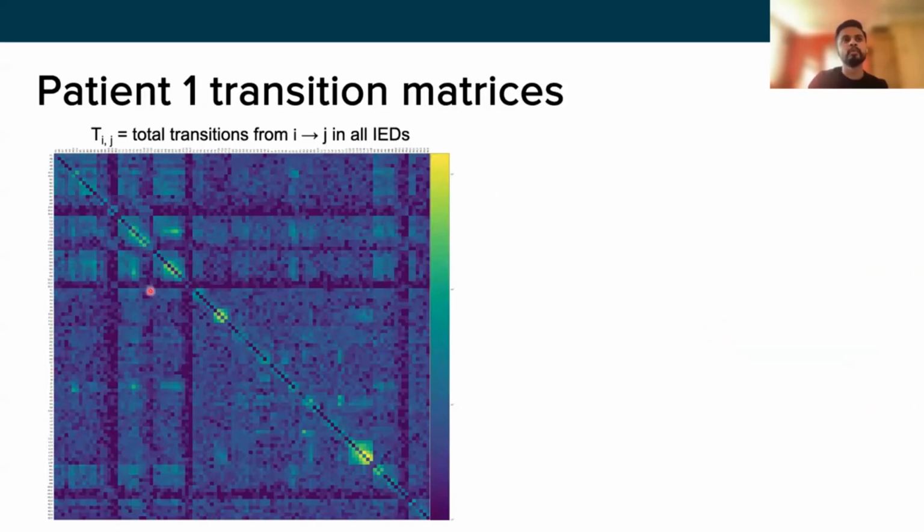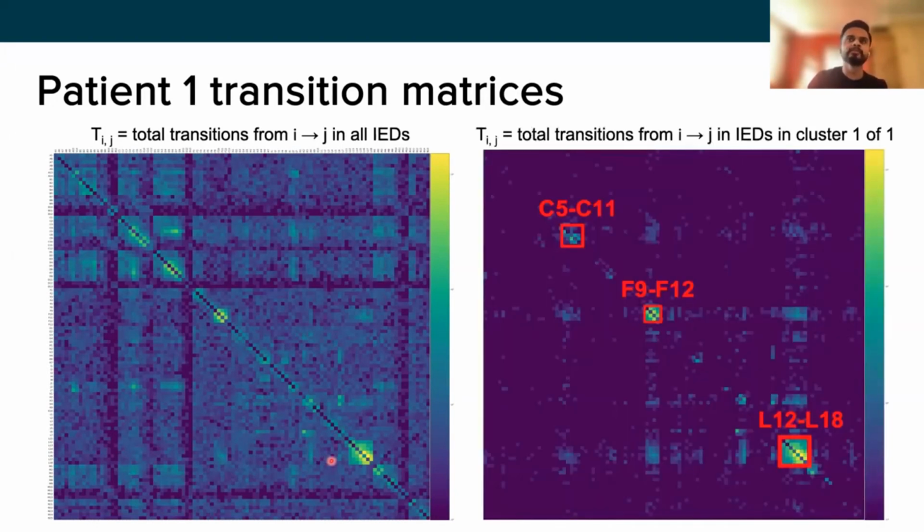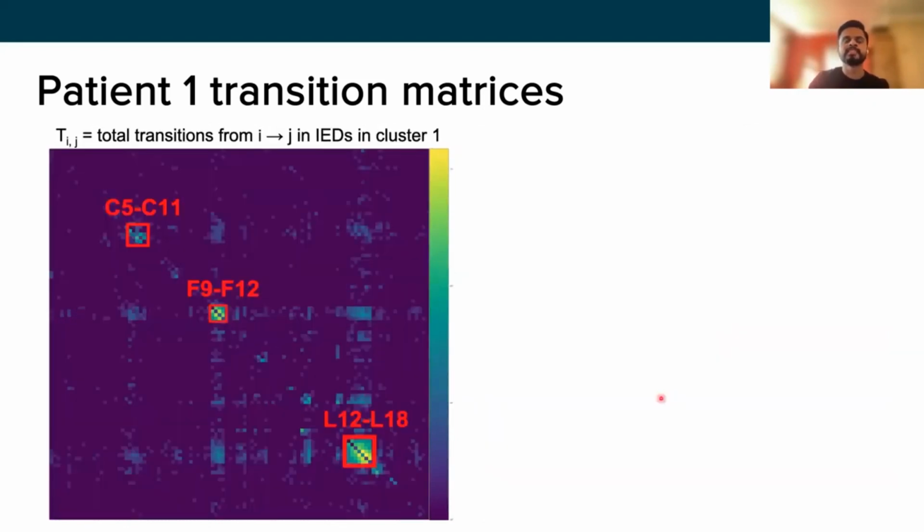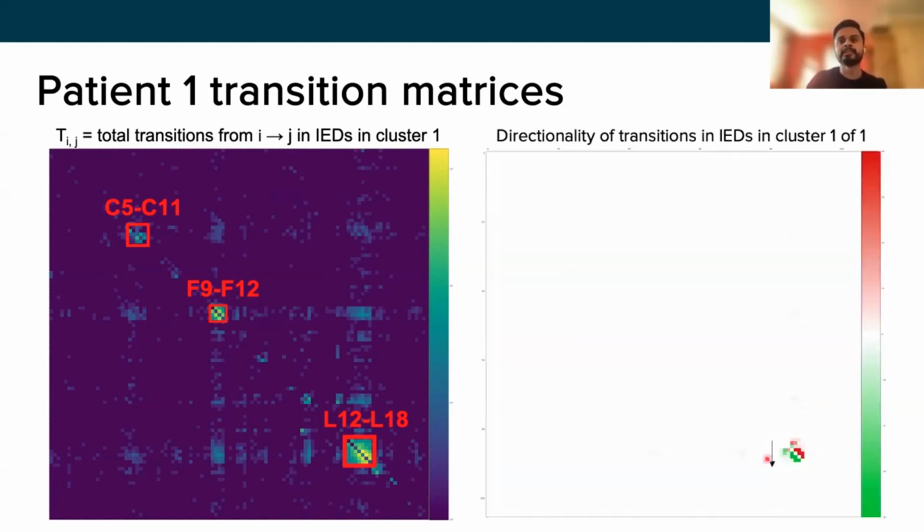So here are the transitions for all of the IED sequences for patient 1. If you look at just what came up in the first cluster, and there was only one cluster found for this patient, we can see transitions both within and between 3 separate electrodes. It should be noted that these are not symmetrical about the diagonal, and quantifying this asymmetry can actually tell you the direction they more frequently occurred in. By doing so, we can see along each side of the diagonal there's a consistent color showing that there's a consistent direction that they travel in more frequently. For example, one paper has shown that these tend to travel towards the seizure onset zone, so it could potentially be informative.